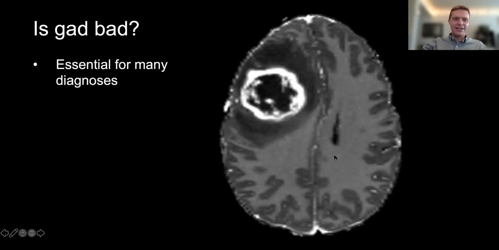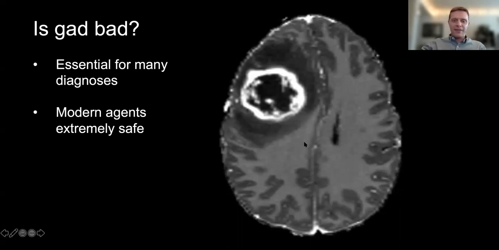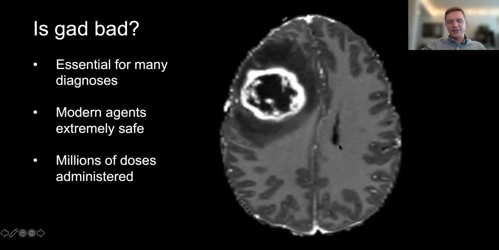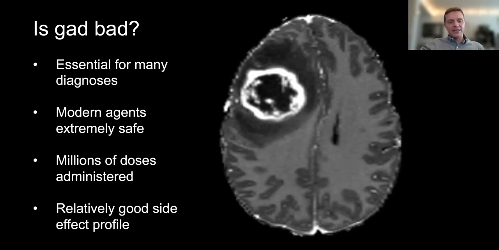And the longer answer is that gadolinium is really essential for many diagnoses in neuroradiology. It's kind of hard to imagine interpreting a study for intracranial infection or for brain tumor without gadolinium. And really, the agents that we're using now, the modern macrocyclic gadolinium contrast agents, are extremely safe. There have been millions of doses administered to millions of patients with a pretty good side effect profile. Definitely better than CT contrast agents and even better than a lot of medications that we commonly prescribe to people for other reasons. So these are important agents and they're really safe.